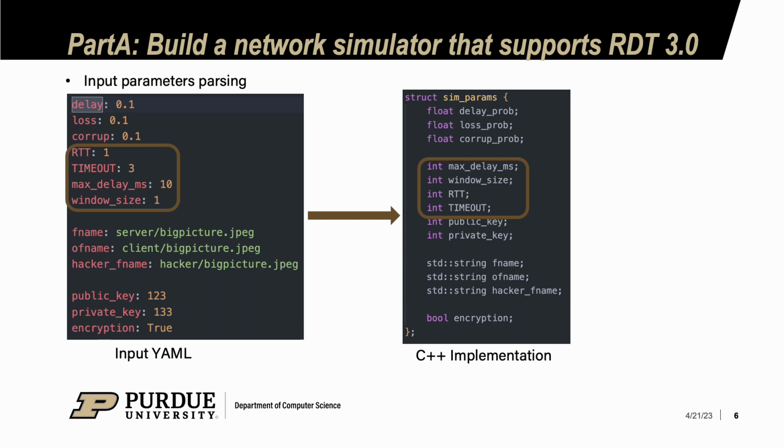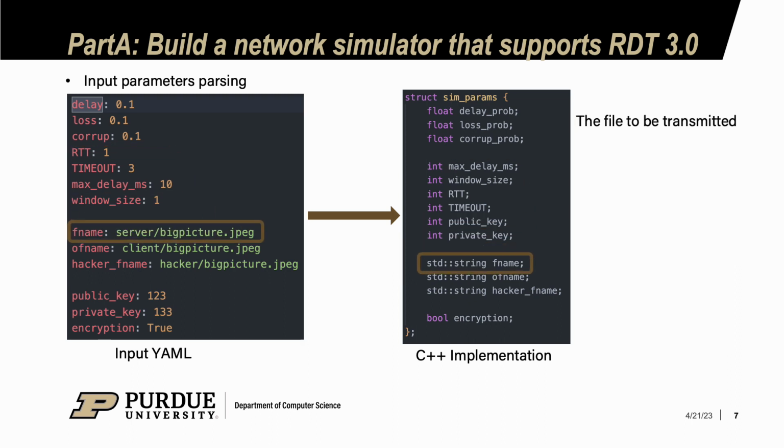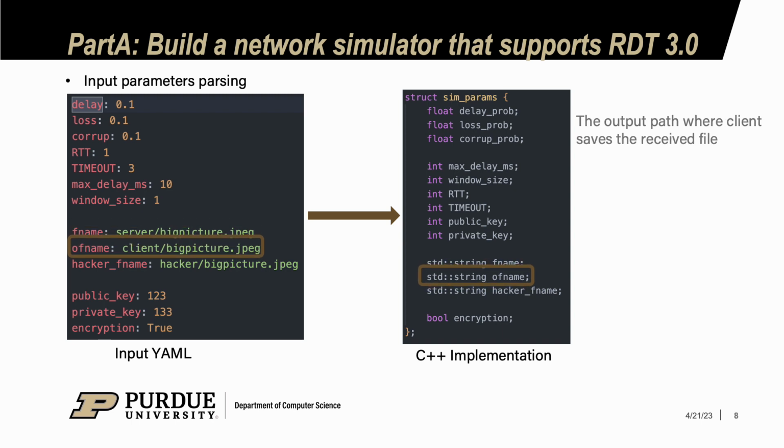In addition to the previously mentioned parameters, there are other simulation-related parameters that are important to consider, including round-trip time, RTT, maximum delay in milliseconds, and window sizes. Fname is the file that the server will send to the client. Offname is the path that the client will save the received file. Hackerfname is the path where the hacker will save the sniffed file.